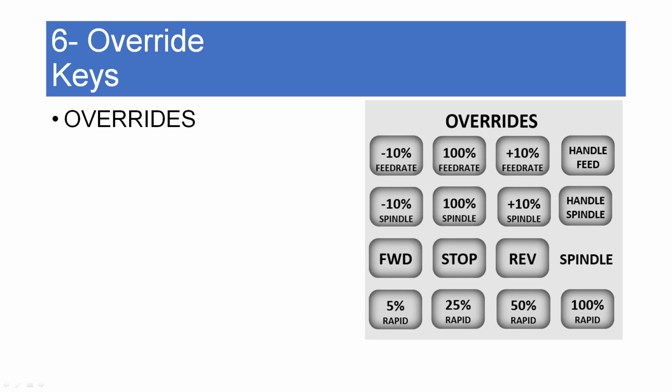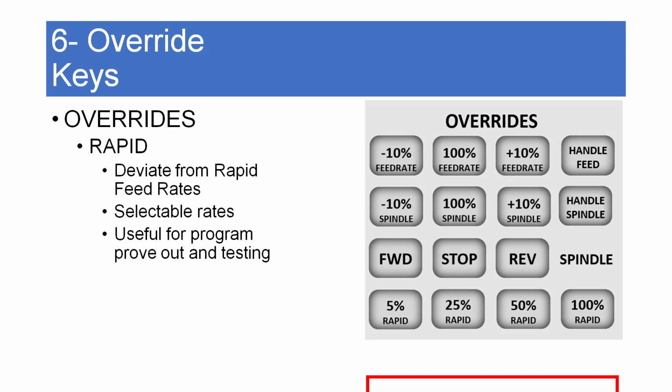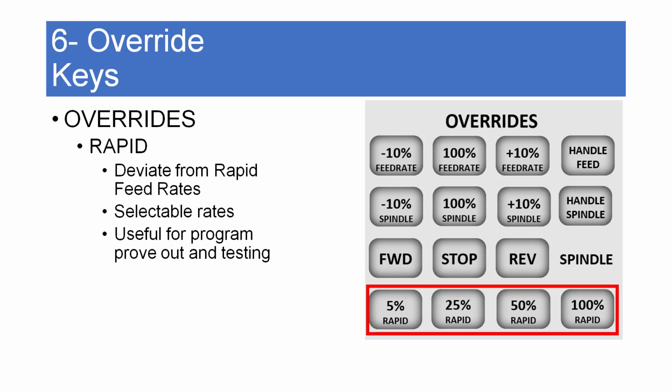Beneath the spindle controls are the rapid override rates, which allow the operator to slow the machine rapid motion down to 5%, 25%, 50%, or 100% of the machine's maximum motion rate. Rapid overrides are useful for proving out programs and giving you time to see what is happening in the rapid motion while you're learning to operate a CNC machine.